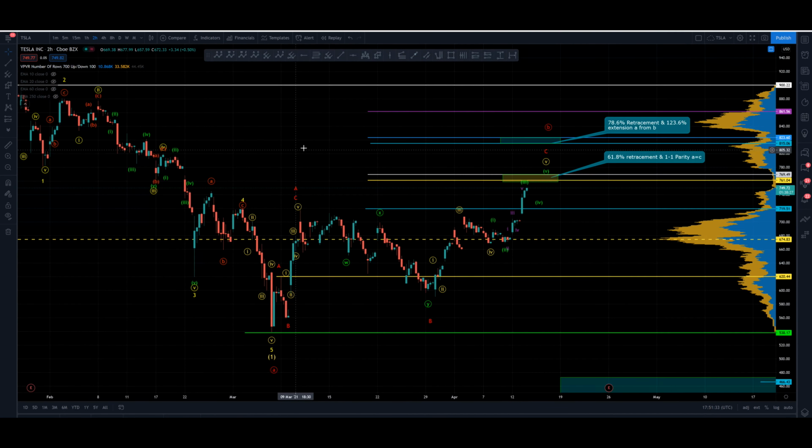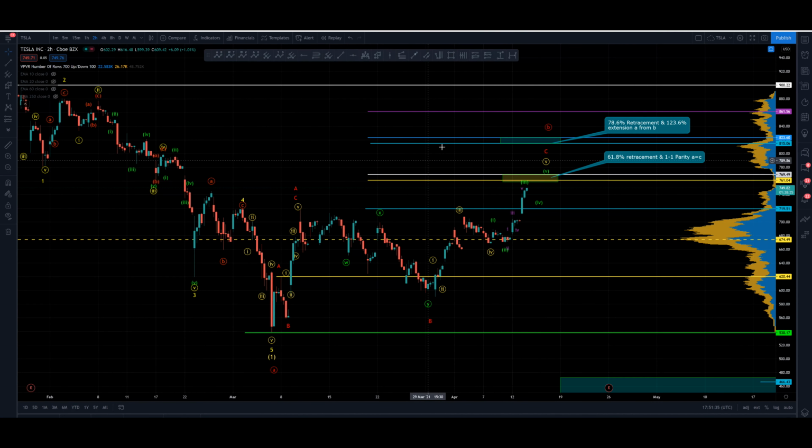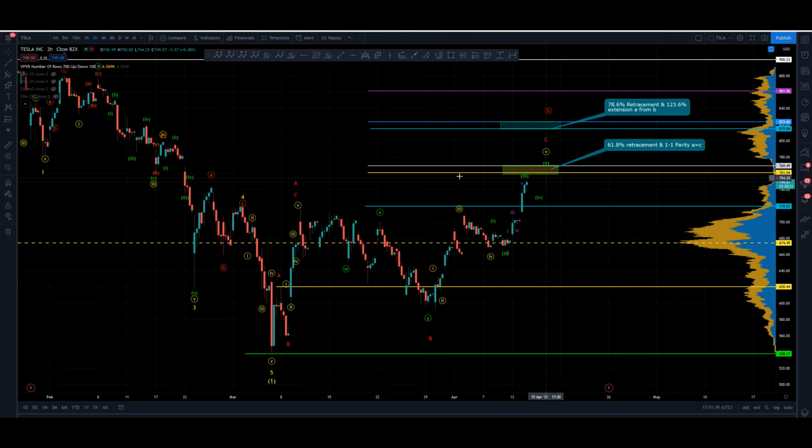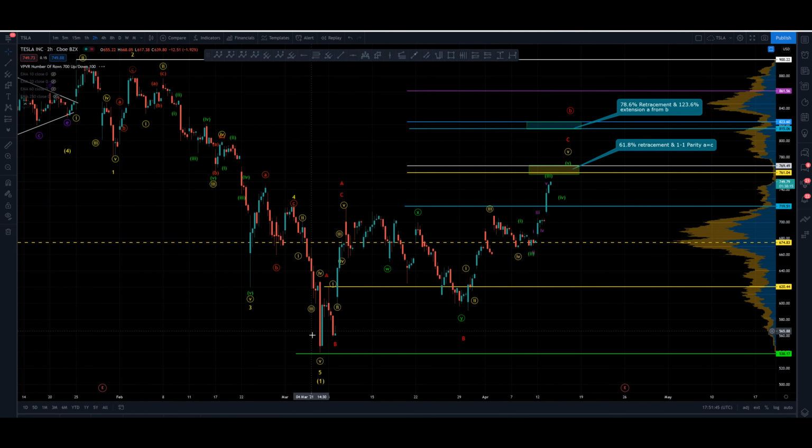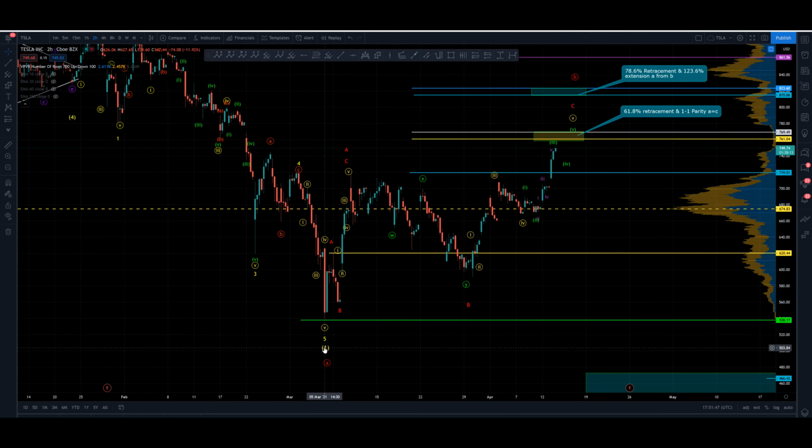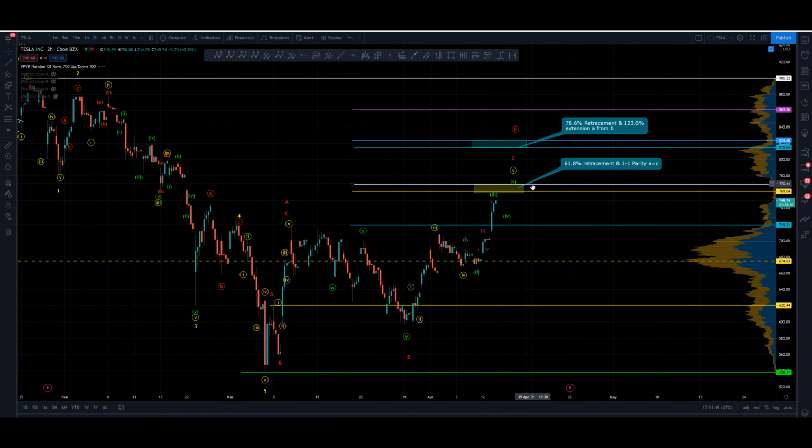So on the chart here I have some series of straight lines, and we've got several targets to look at. Now this first yellow line is the 61.8% retracement of this initial move down into our A wave or our 1. Right, the white line is 1-to-1 parity of the A and the C projected from the B. So I should say that again. Take the A, project it from the B, and we find the C at 1-to-1 parity here.